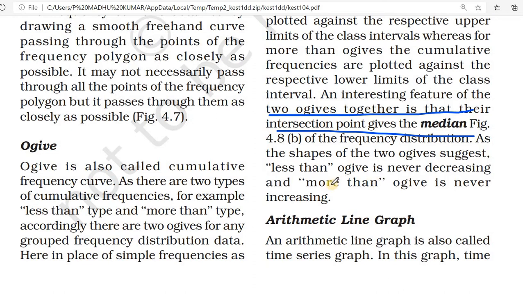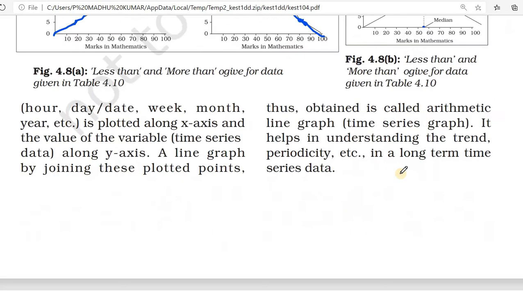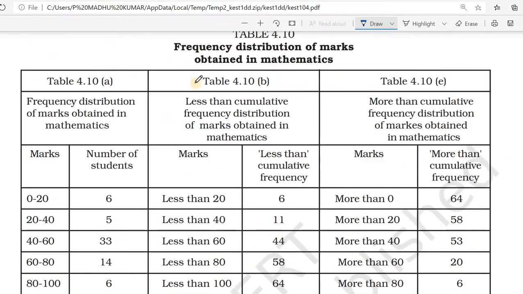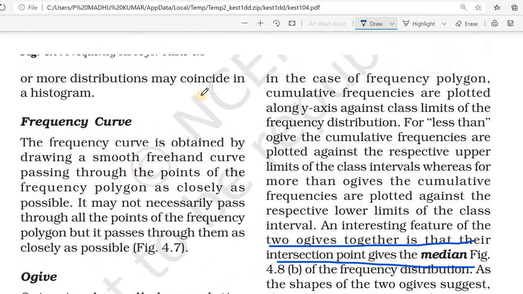Less than ogive is never decreasing and more than ogive is never increasing. We know the less than ogive is increasing. Increasing means it will go upwards. The more than ogive is always sloping down. That is the specialty of ogives.